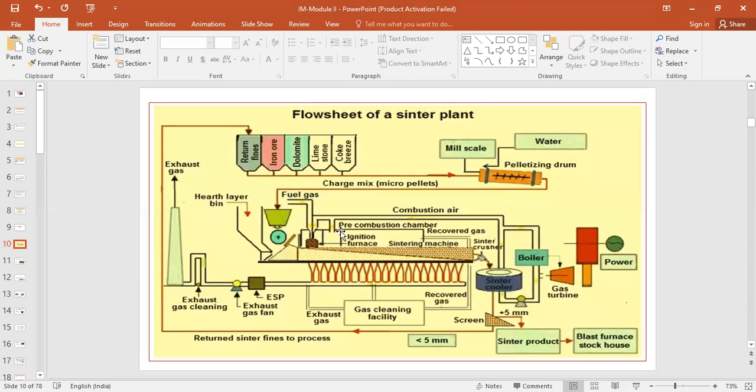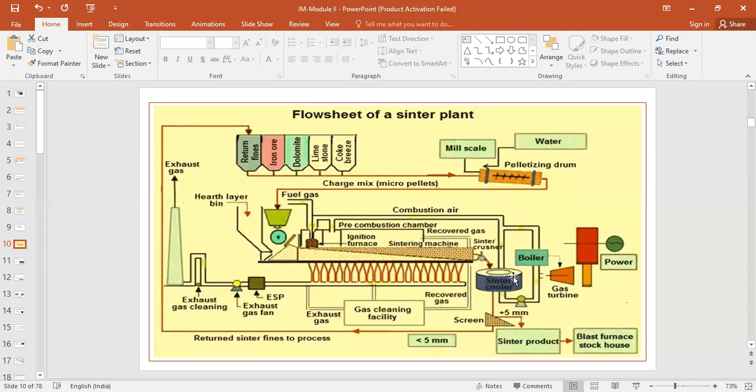This pre-combustion chamber is used to minimize the temperature drop occurring when the bed is exposed out from the ignition hood. When the bed is moving from the ignition hood, the top layer will all of a sudden be exposed to the ambient atmosphere, because of which some thermal shock may take place, and some fragile formation may take place in the bed. So to avoid that, there will be a pre-combustion chamber to maintain that delta T, the temperature drop.